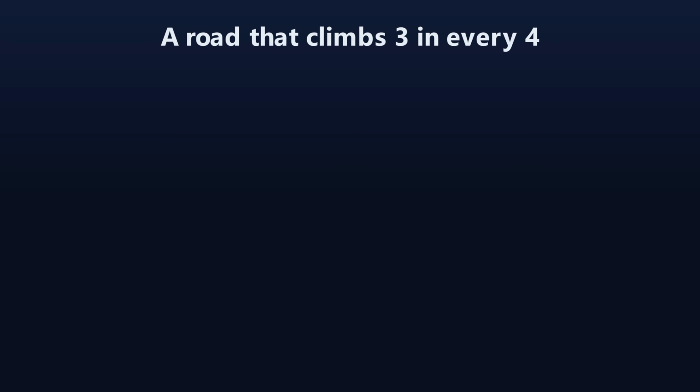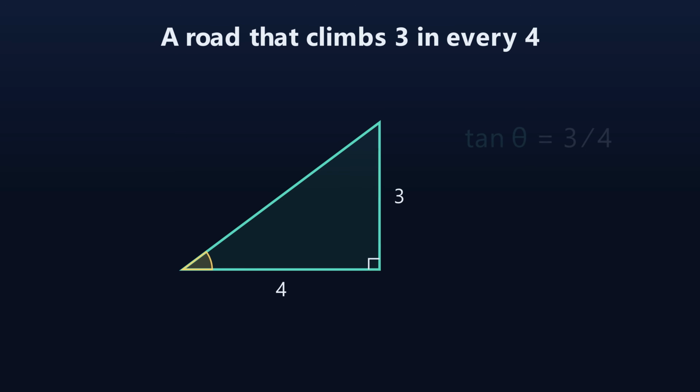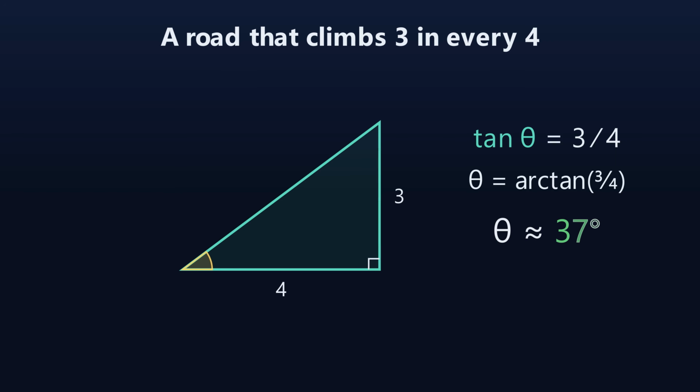Say a road climbs 3 meters for every 4 meters forward. The tangent of the slope angle is 3 over 4. Feed that to the arctangent, and it returns the angle, about 37 degrees. Arctangent is the function that answers, what angle has this steepness? Your phone uses it constantly, every single time it works out how you're tilting it.